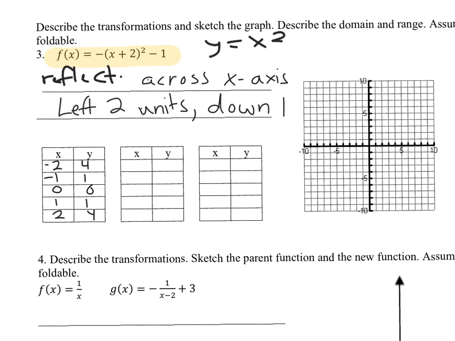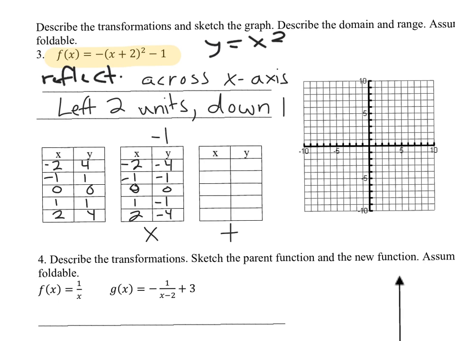The first thing we have to do is reflect across the x-axis, because remember, we have to multiply and then we have to add. So looking at this right here, we're going to multiply by a negative 1. And nothing's going to happen to my x right now, so we got negative 2, negative 1, 0, 1, and 2. Now my y's: 4 times negative 1 is negative 4, 1 times negative 1 is negative 1, 0 times negative 1 is 0, 1 times negative 1 is negative 1, 4 times negative 1 is negative 4.